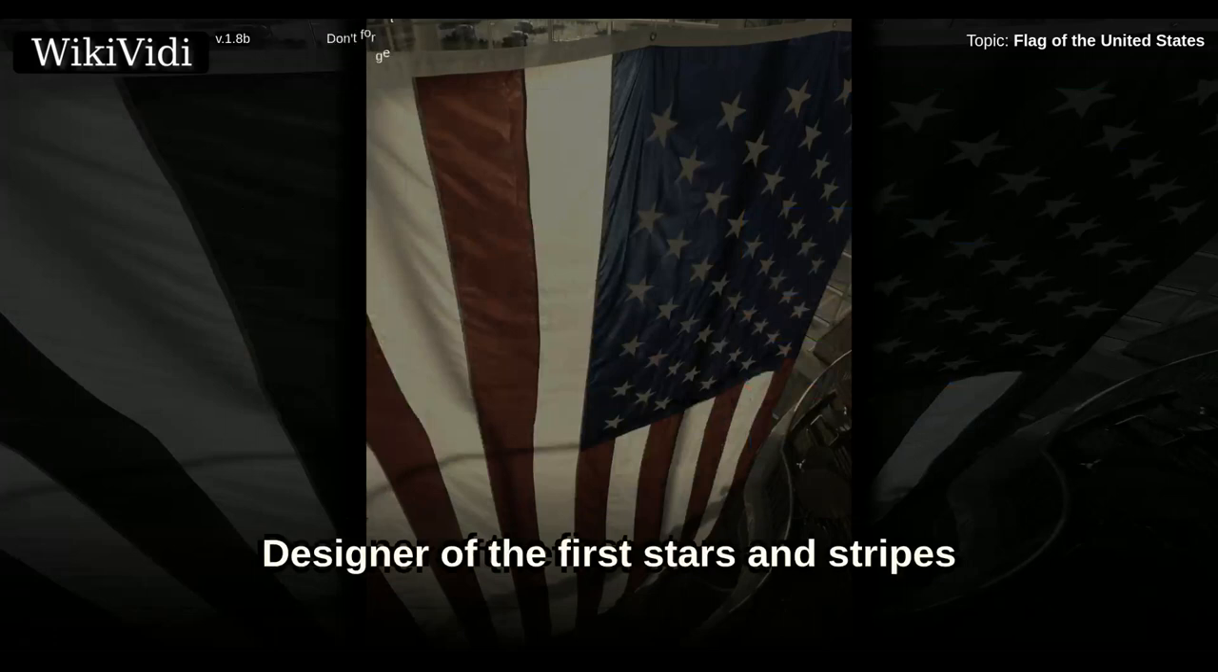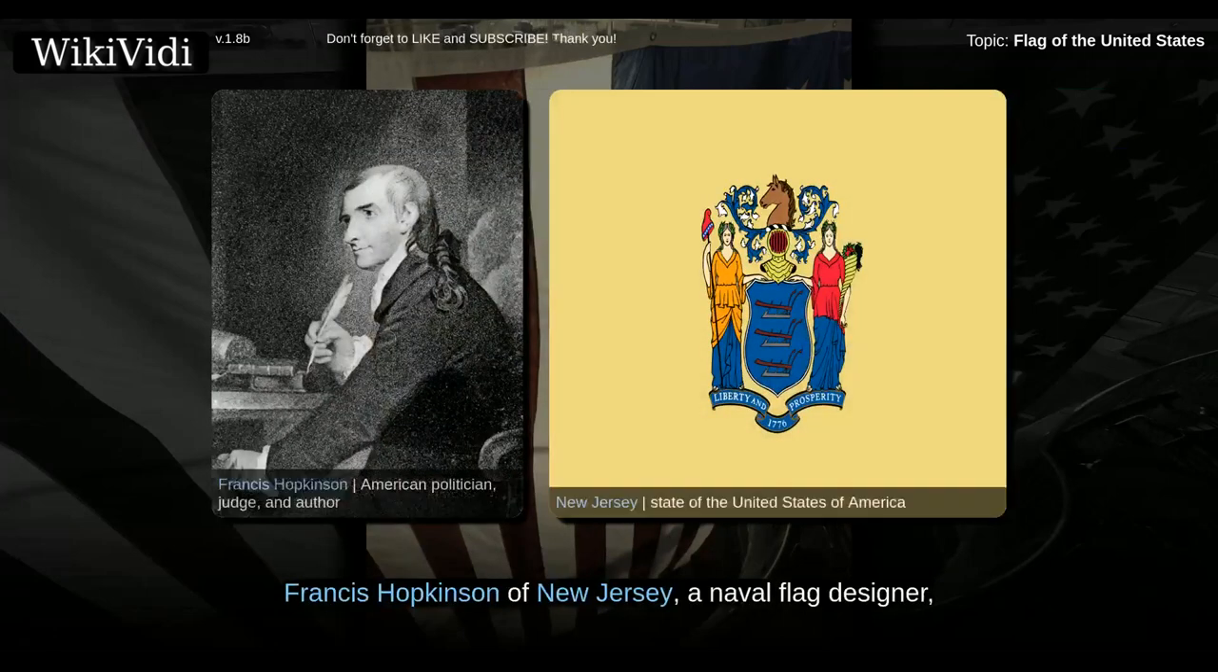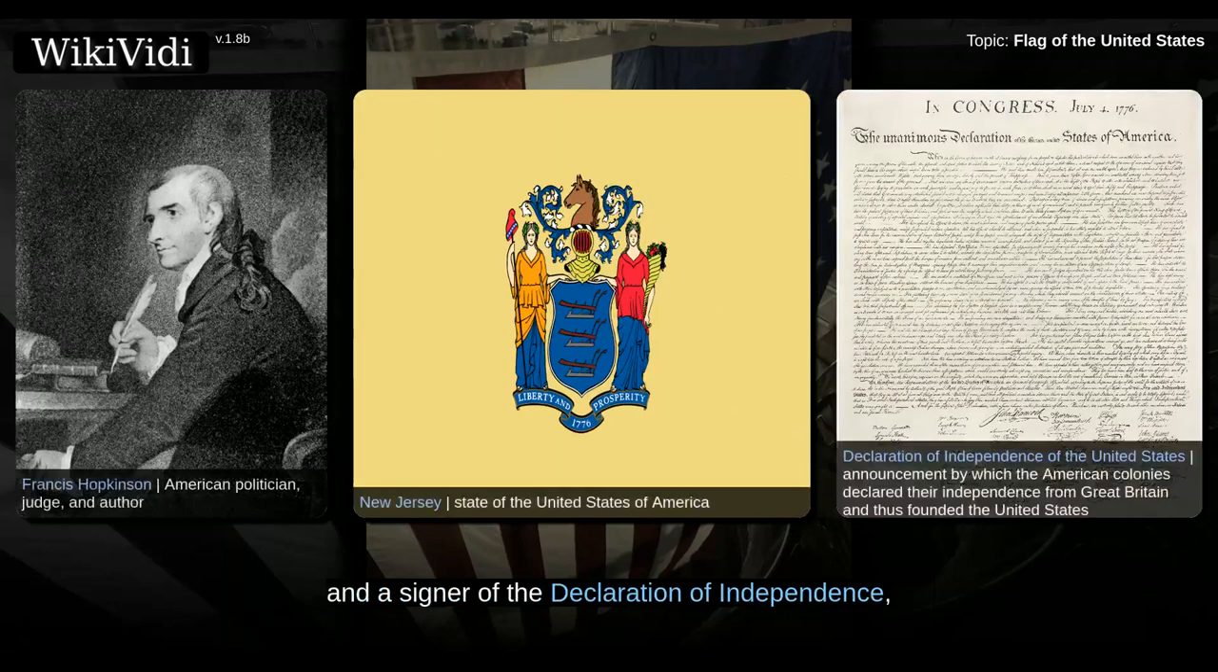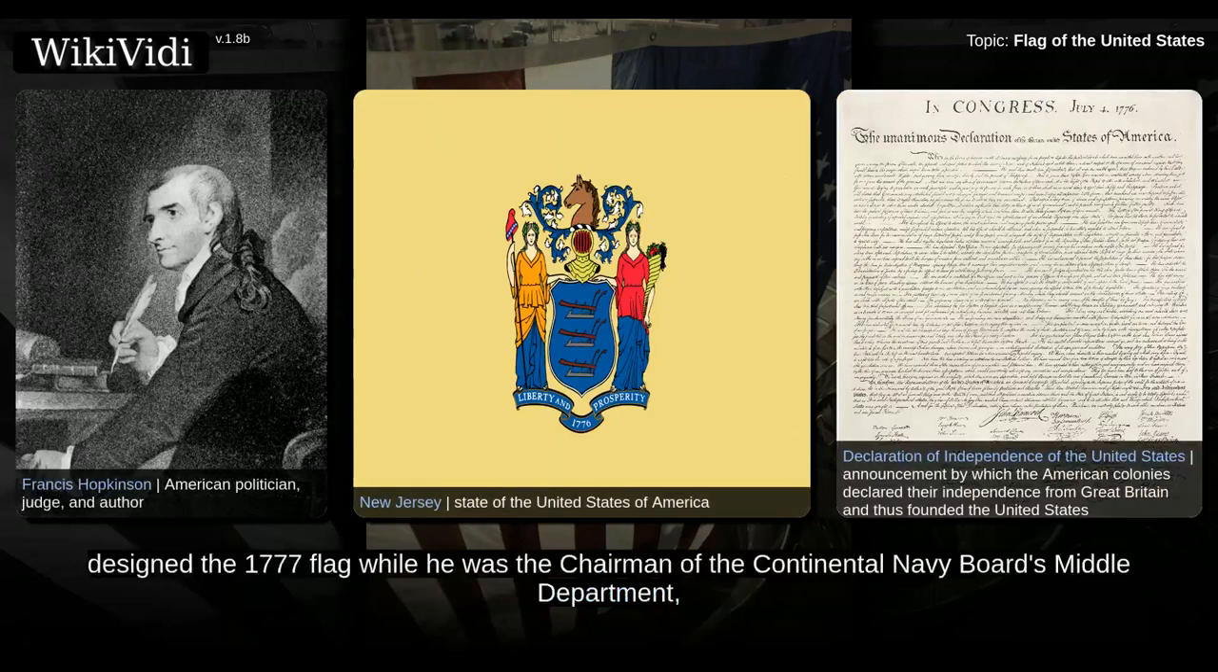Designer of the first stars and stripes. Francis Hopkinson of New Jersey, a naval flag designer and a signer of the Declaration of Independence, designed the 1777 flag while he was the chairman of the Continental Navy Board's Middle Department.